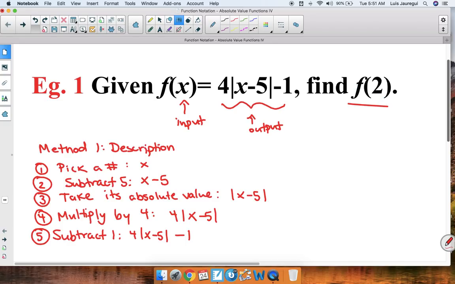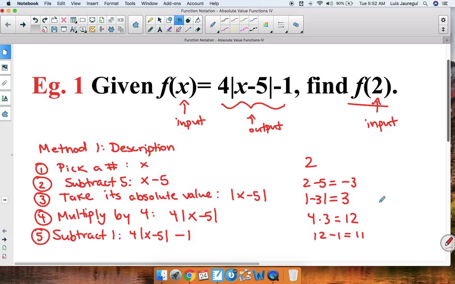Now, in this particular case, our input happens to be 2. So we're going to write 2 as the number we select. We're going to subtract 5, so we have 2 minus 5 is equal to negative 3. We're going to take its absolute value, so the absolute value of negative 3 is equal to 3. Then we're going to multiply that by 4, so 4 times 3 gives you 12. And then we're going to subtract 1, so we have 12 minus 1 equals 11. Therefore, we can say that f of 2 is equal to 11.